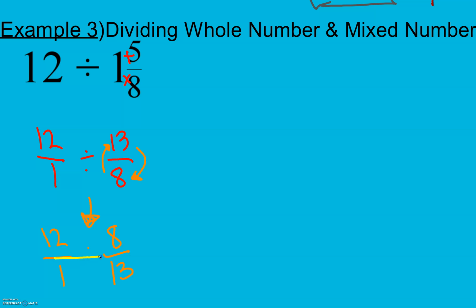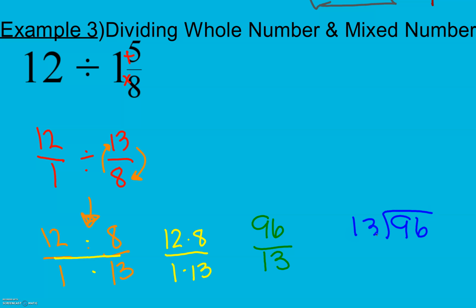We can multiply straight across now that we have multiplication. It's exactly like it was in section 5.4. In my numerator here, I'm going to get 96. In my denominator, 13. 96 is bigger, so we're going to go ahead and divide. 13 goes into 96 7 times, which is 91, and we get a remainder of 5. So my answer then is going to be 7 and 5 over 13.